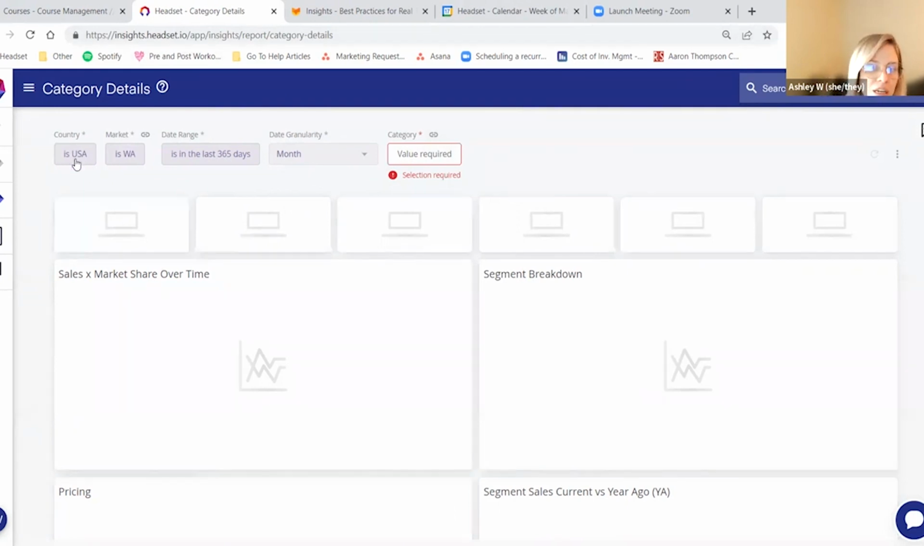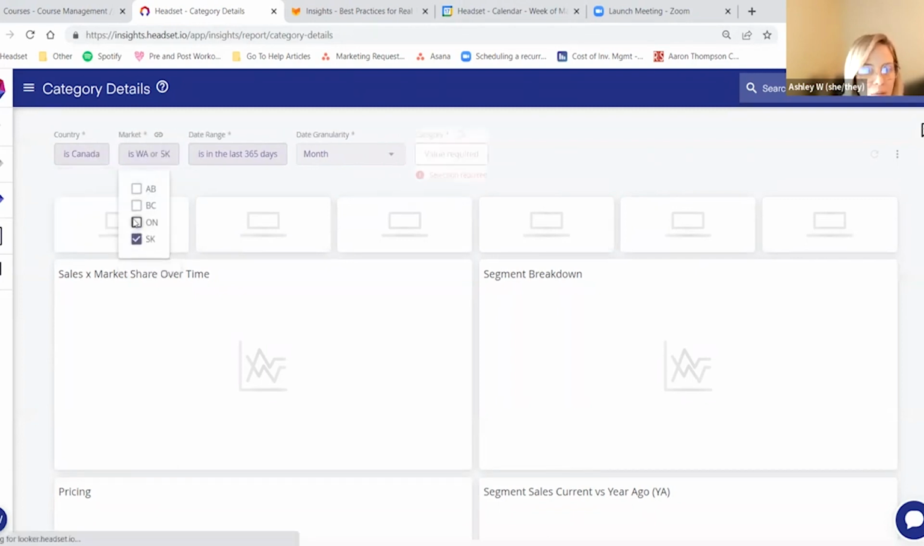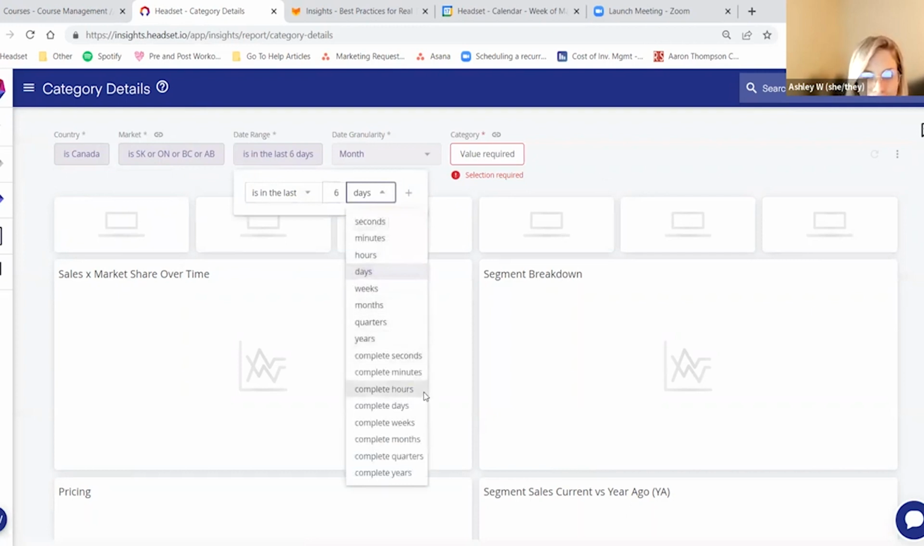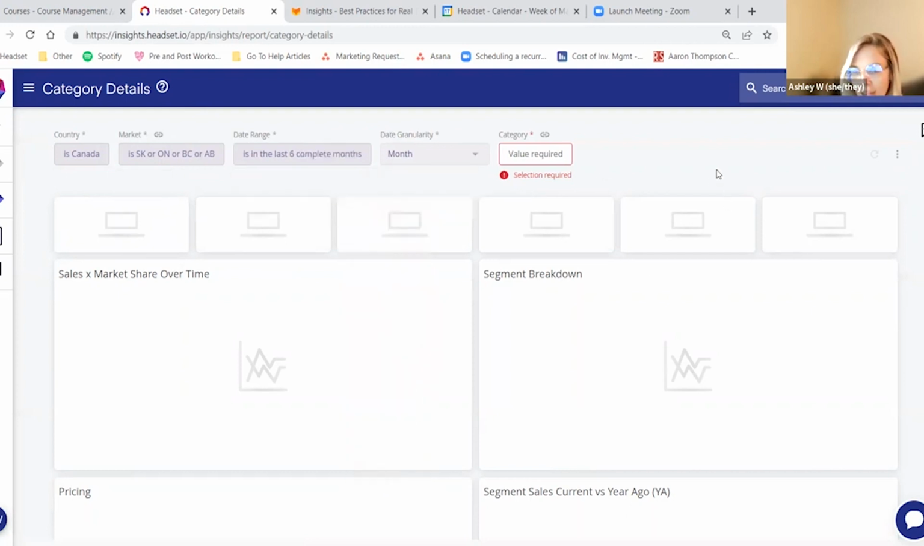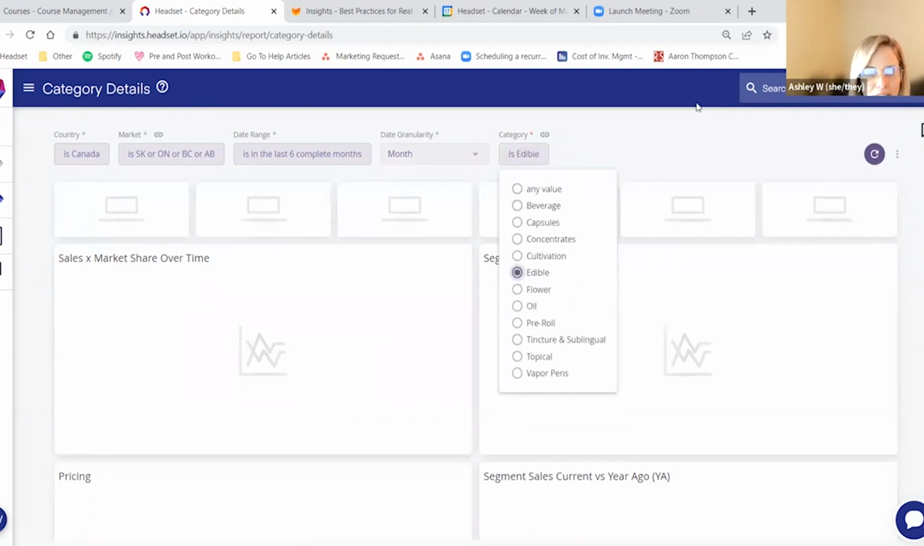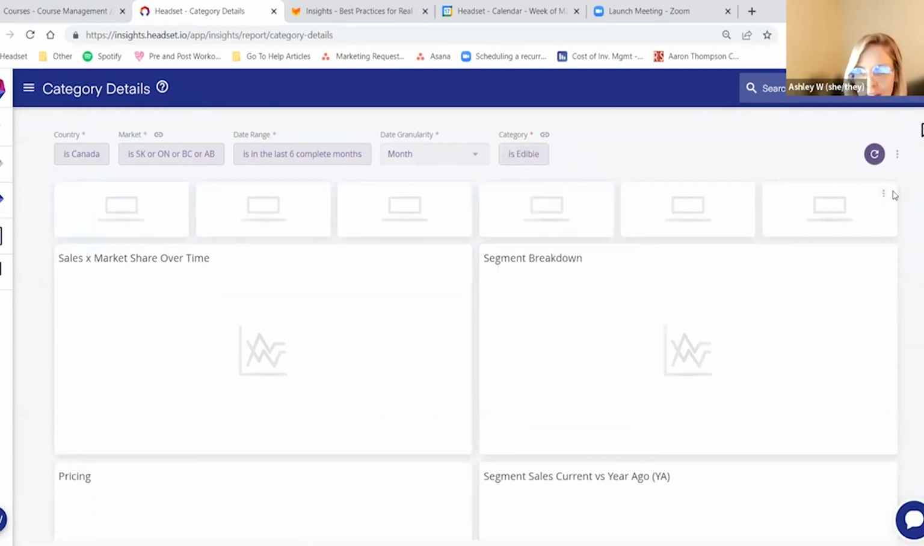If I was to do something like a multi-market selection here, it's not something I do as often in the US as I do in Canada. But we can actually come into this particular dashboard and you can deep dive into a single province or all of the provinces or just a few provinces of your choosing. So let's keep the last 6 complete months. We're only 17 days through May. You might want to expand that out and include half of May. I just don't like looking at the drop-offs. And like I said, I am going to deep dive us into edibles specifically.